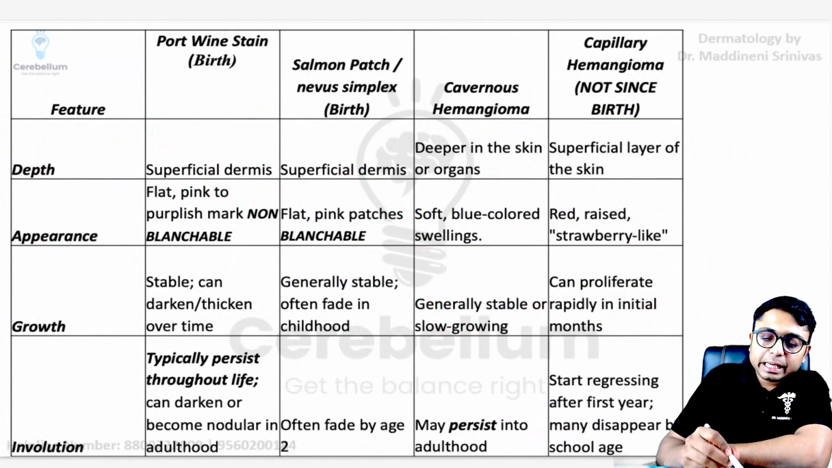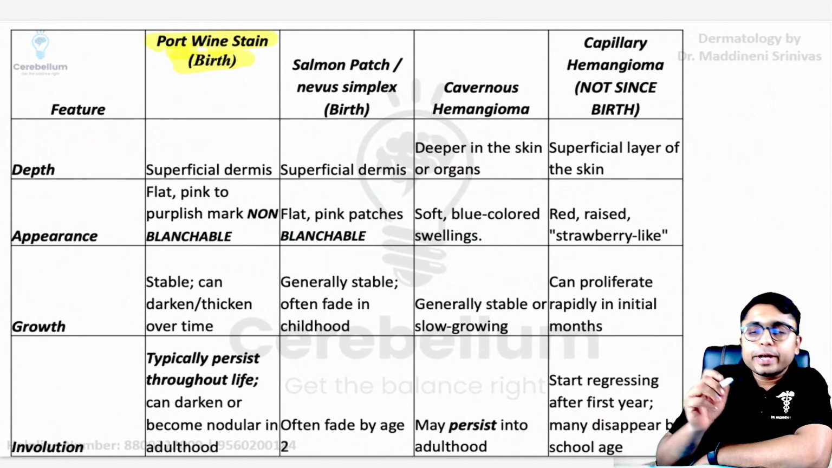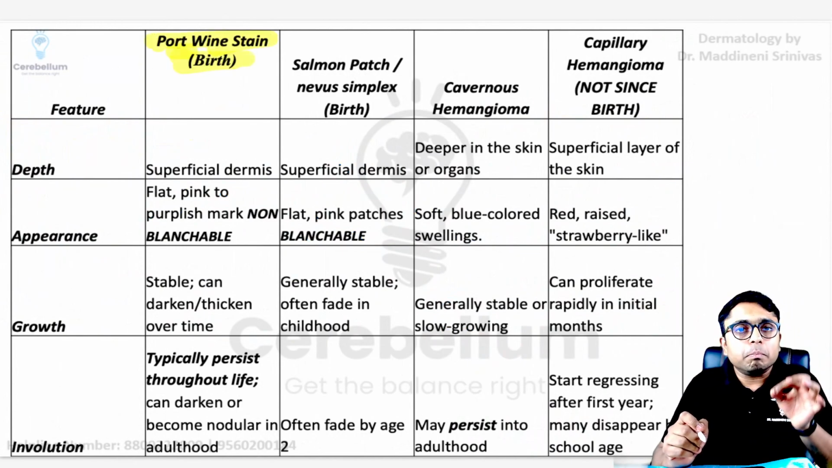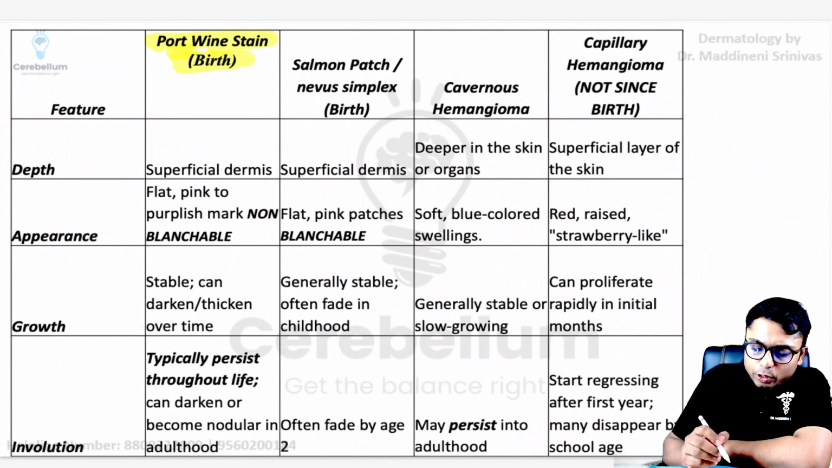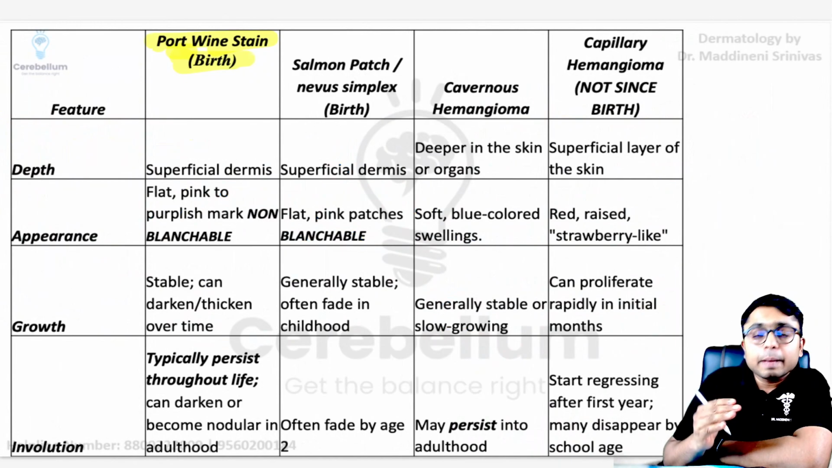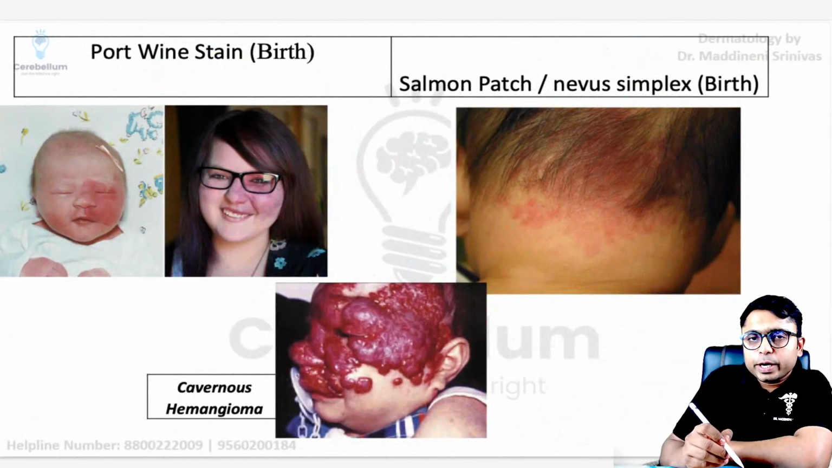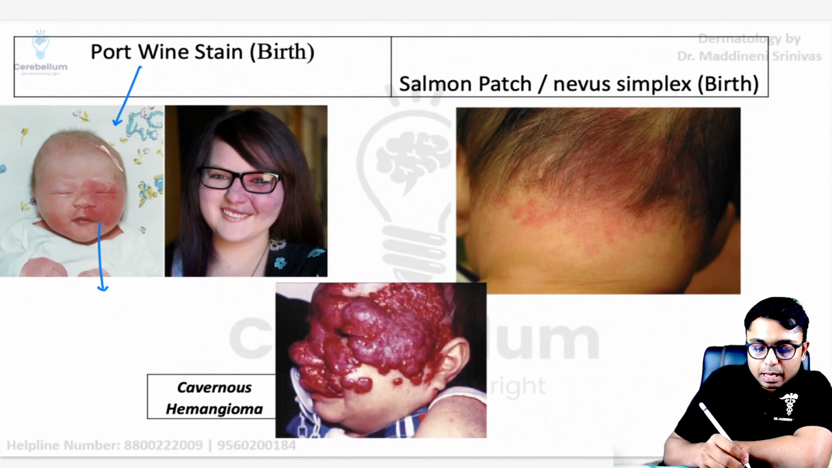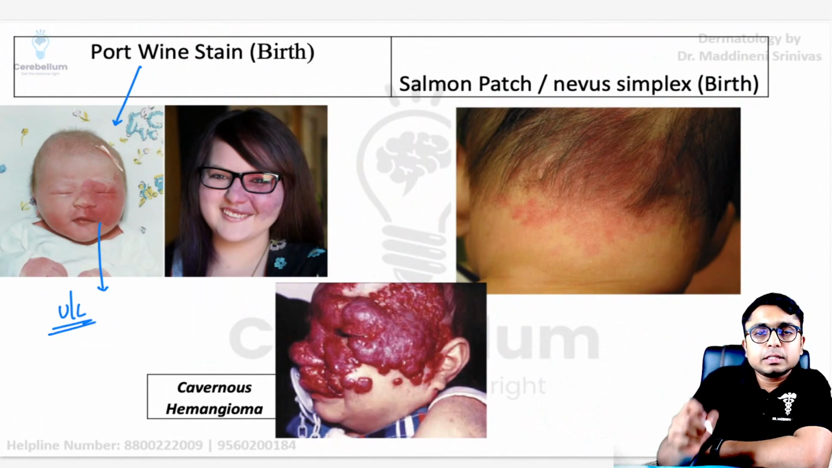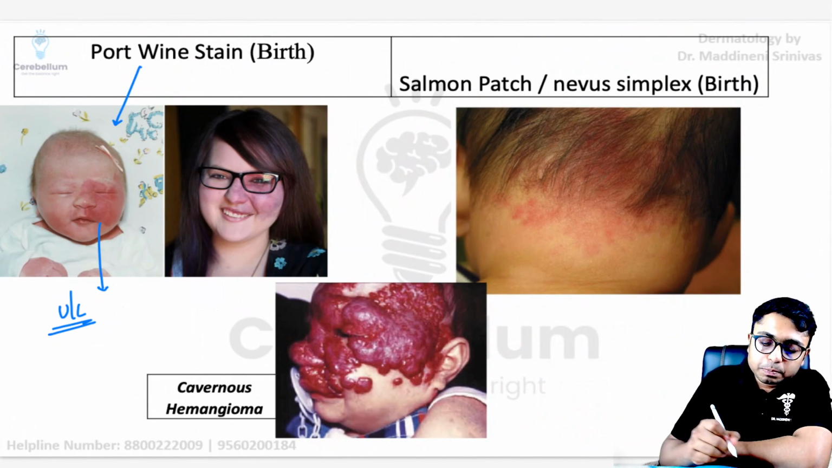So the first one is port wine stain. Port wine stain is going to be seen since birth. And if you look at the lesions, they are basically capillary malformations, and they are going to be present unilaterally. As you can see in this image, this is a port wine stain, where you are able to see this unilateral erythematous patch which is present.